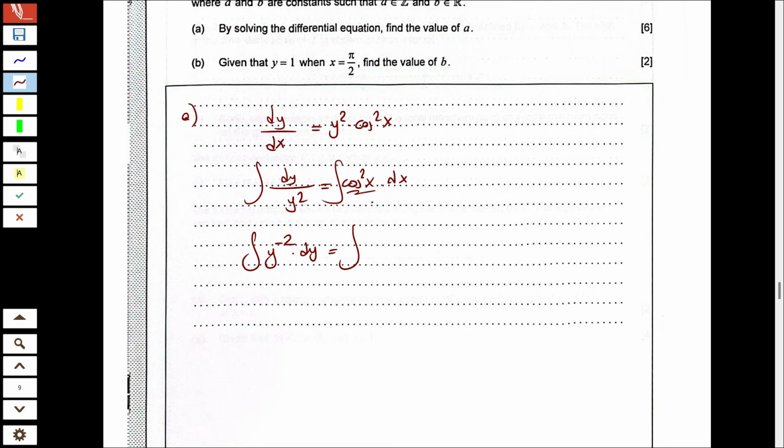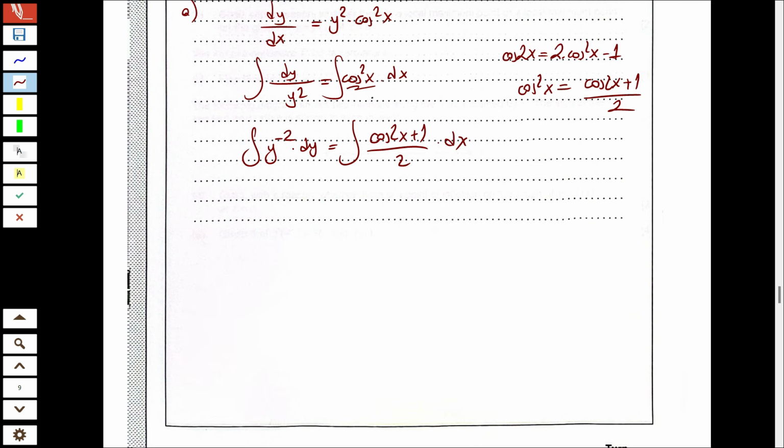I will write, instead of cosine squared, you know the double angle formula, which is cosine 2x equals 2 times cosine squared x minus 1. If you try to find cosine squared x, you will see that it is (cosine 2x plus 1) divided by 2. In this case, you can use this formula. Okay, now the integral of y to the power of minus 2 will be minus y to the power of minus 1, or you can just write minus 1 divided by y, right?